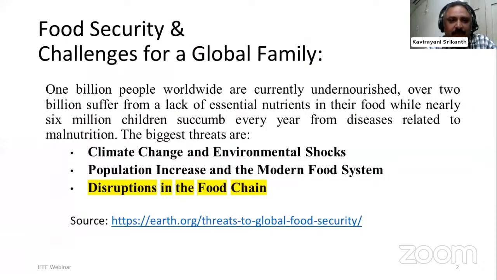As such, if we are talking about food security and challenges for a global family like us, we are over 7 billion. So 1 billion people worldwide are currently undernourished, and over 2 billion suffer lack of essential nutrients. These are some severe problems that we are having. And the biggest threats that we are having today are associated with climate change, population increase, and disruptions in the food chain. My focus of this talk would be on the disruptions in the food chain.